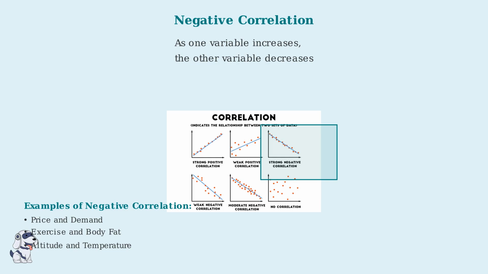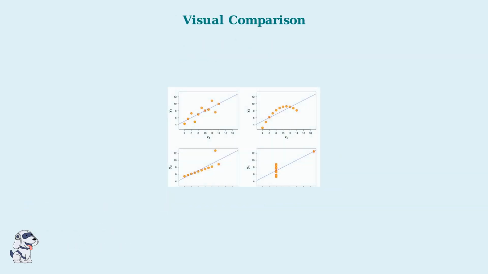Exercise and body fat percentage also show negative correlation. More exercise generally leads to lower body fat. These scatter plots show different correlation patterns. Notice how some show clear upward trends for positive correlation, while others show downward trends for negative correlation. The strength of the correlation affects how tightly the points cluster around the trend line.